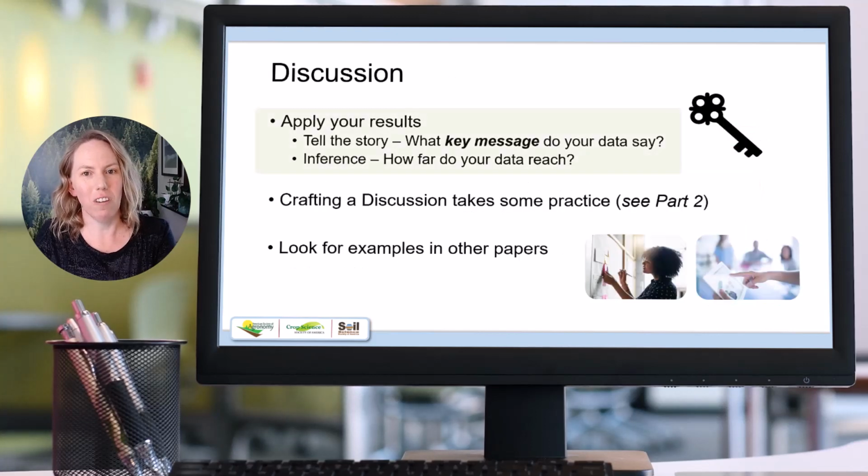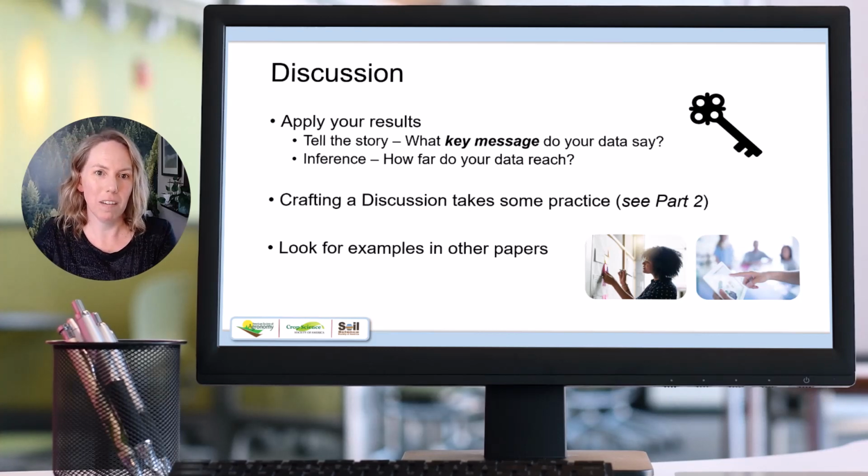The discussion section then is where you apply your results. Tell the story. Ask yourself, what is the key message my data say, and how far do my data reach? The discussion should stay within the bounds of your work, but connect what you've learned to other findings. The best advice? Be patient. Crafting a discussion takes some practice. It is also one of those sections in your paper that you could probably revise and revise until you're completely, utterly done with your paper. Part 2 of this series covers the results and discussion sections in more detail. One tip for now is to look for examples in other papers for writing style and depth of discussion.